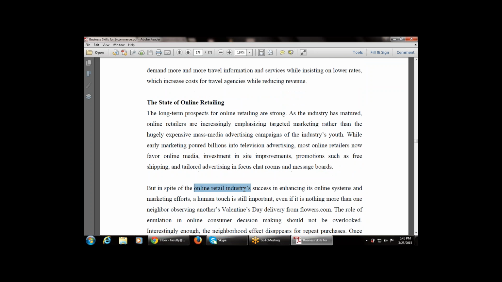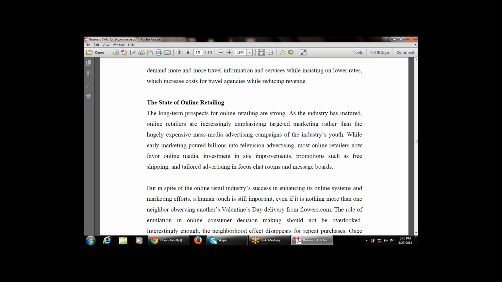But in spite of the online retail industry's success in enhancing online systems and marketing efforts, a human touch is still important. Human touch is a very important consideration while doing online retailing, even if it is nothing more than one neighbor observing another's Valentine's delivery from flash.com.